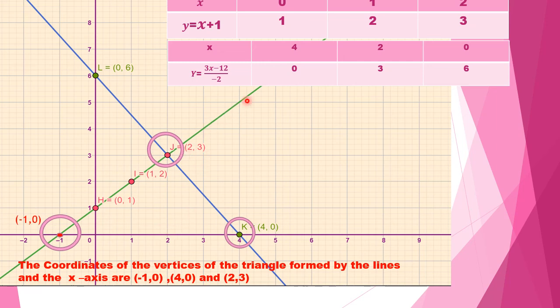Mind well, the important part is that this green line is intersecting the x-axis at minus 1, 0. So this is one of the vertices of the triangular region. And the second vertex 4, 0, how is it formed? It is formed when the blue line is intersecting the x-axis. And the third vertex is formed when the two lines are intersecting each other. The coordinates of the vertices of the triangle formed by the lines and the x-axis are minus 1, 0, 4, 0 and 2, 3.